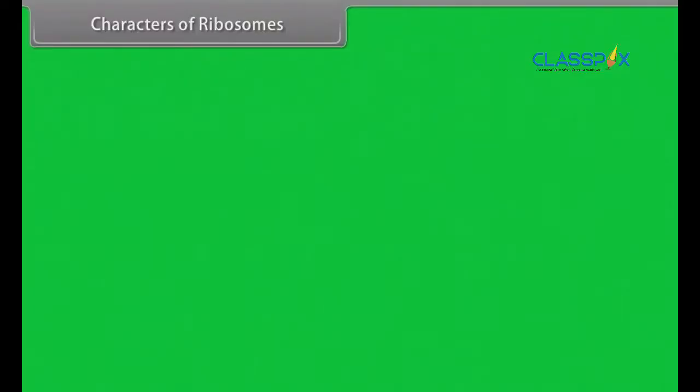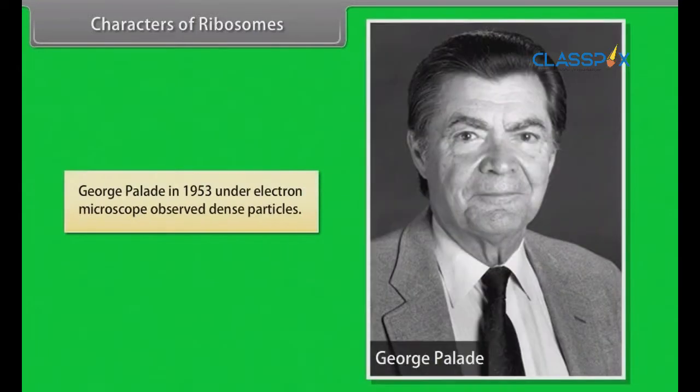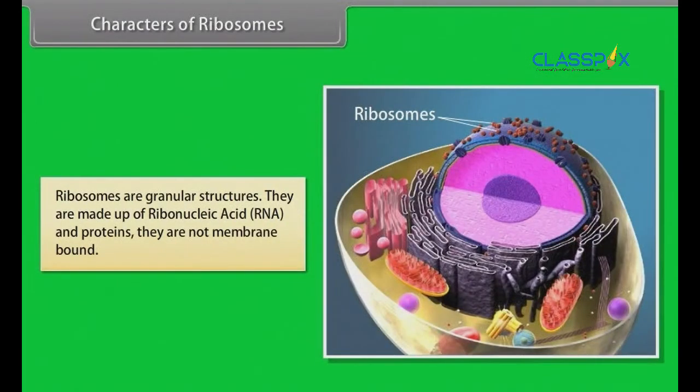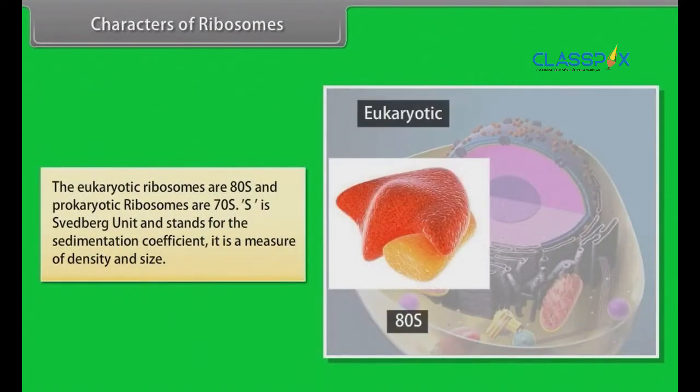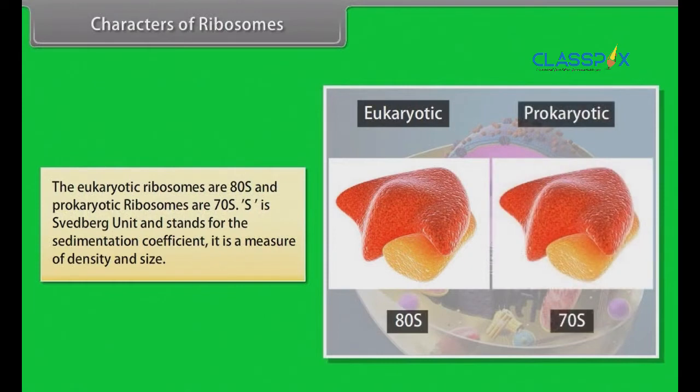Characters of ribosomes. George Palade in 1953, under the electron microscope, observed dense particles. Ribosomes are granular structures. Ribosomes are made of ribonucleic acid, RNA, and proteins. They are not membrane bound. The eukaryotic ribosomes are 80S and prokaryotic ribosomes are 70S. S is the Svedberg unit and stands for the sedimentation coefficient. It is a measure of density and size.